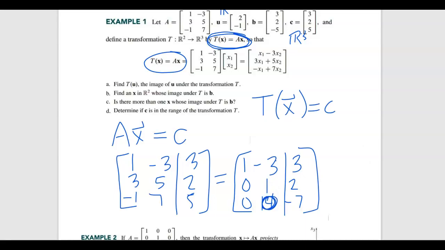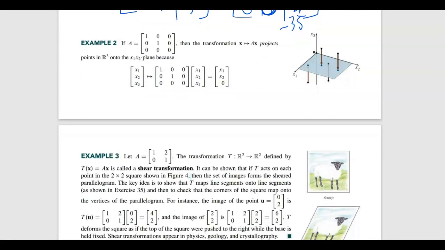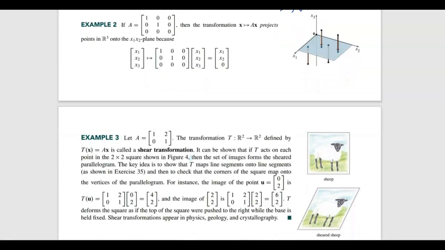All right, so let's look at this example here. I have an A, a U, a B, and a C, and it says that our transformation is going to take vectors in R2 and put them into R3. So let's think about what that means. That means U is in R2 because it's a 2 by 1. And if I take A and multiply it by that vector, I'm going to end up with something in R3.